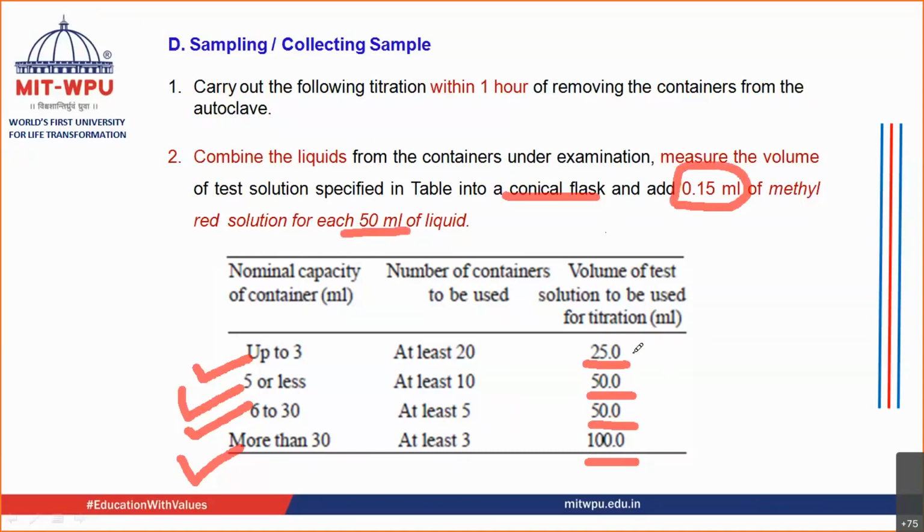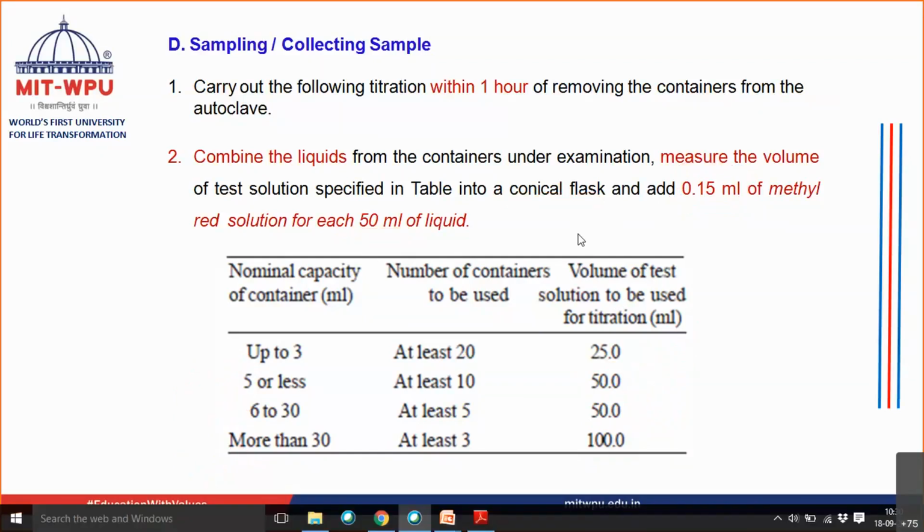Common sense: if you are taking 25 ml of liquid, then you add half of this. If you are taking 50 ml, then you add 0.15, and if you are taking 100 ml, then you add double this quantity, that is 0.30 ml of methyl red solution to this solution, which is going to act as an indicator.